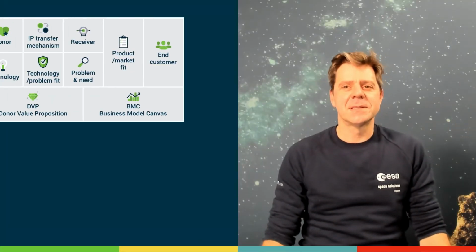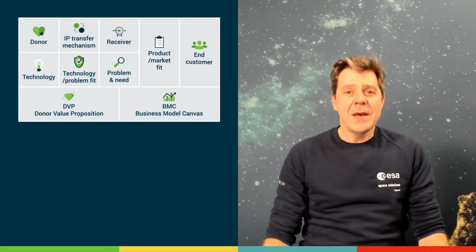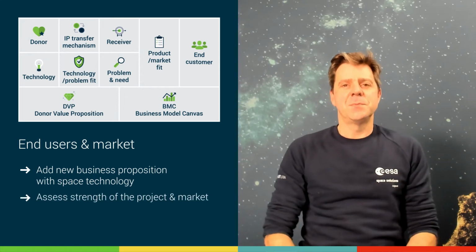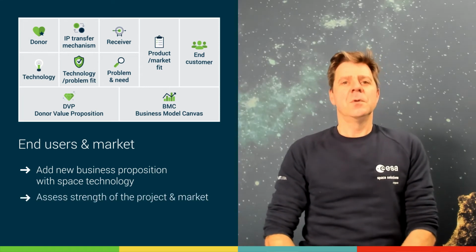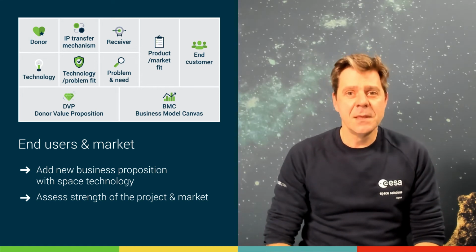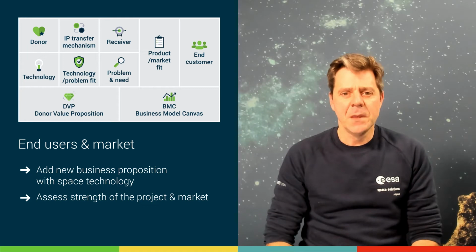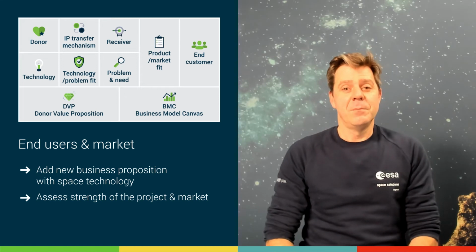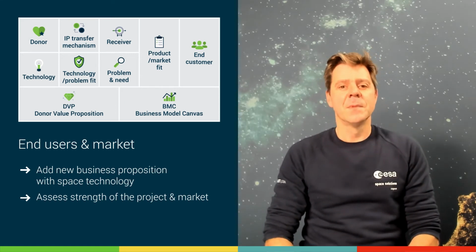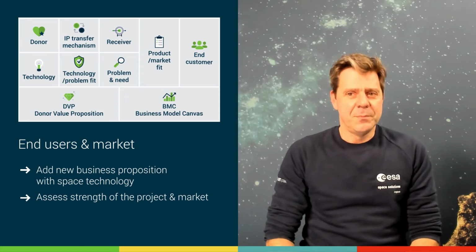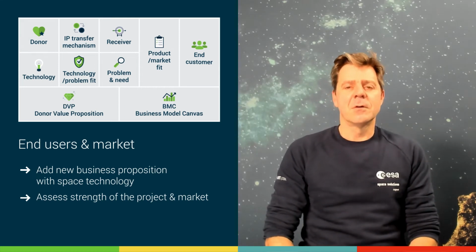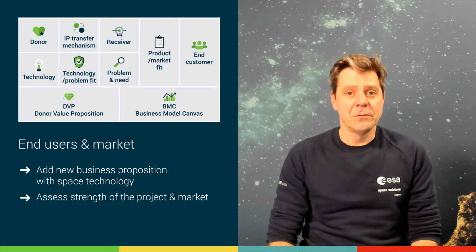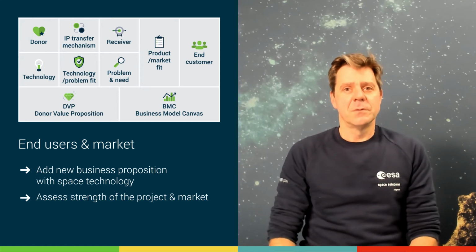So let's look at the right side of the technology transfer canvas. We have in the middle a receiving company that wants to build a new business proposition by adding space technology to its product. That product will be used to target a market of end users, and that market should be more than one single company. It should be able to target a broad market and generate a lot of profit and benefits for the receiving company. So it's really relevant to have a viable business model, to think of the end customer, to think of how big the market is, to think of how strongly that market is growing, to assess the strength of the overall business proposition of the receiving company.